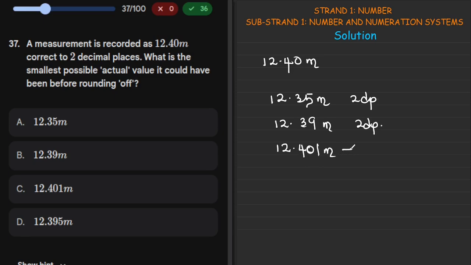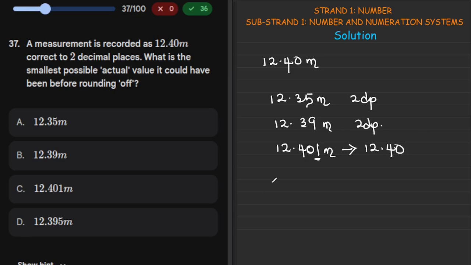So if you want to round it to 2 decimal places, this decider is below 5 and it has no effect on the place value we are considering, or the number of decimal places. Hence we have 12.40. So this could be the number.